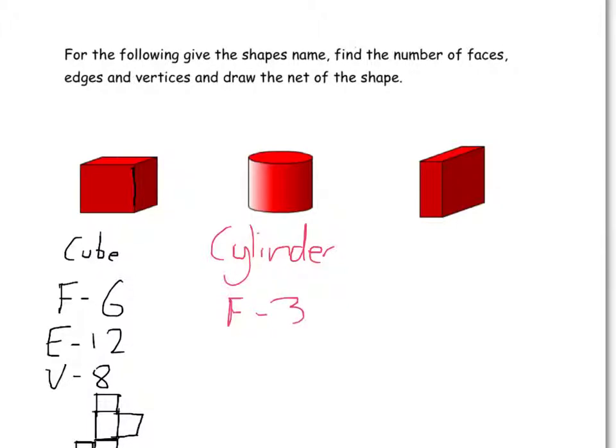Also, if we count the number of edges, this is where faces meet. Well, there's only 2 here. There's one at the top, and there's another one around the bottom. So it's got 2 edges. Vertices, well, it has no points on this shape, so there are no vertices.